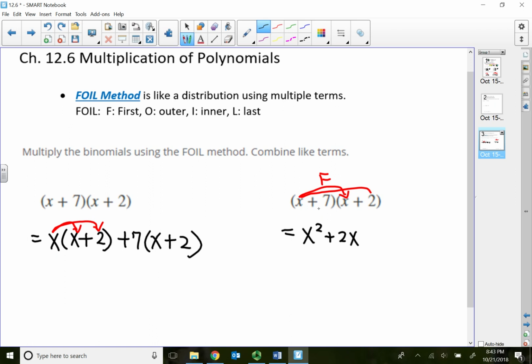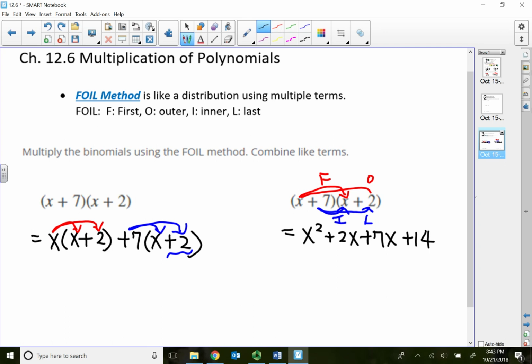Now positive 7, the second term in the first parenthesis, will begin to do the distribution. So positive 7 times x is positive 7x. That's called the inner, the two inside terms multiplied together. And the very last thing I do is take my positive 7 times positive 2. That's called last, and that's your FOIL method, F-O-I-L. So the last thing you do is positive 7 times positive 2, which is positive 14.